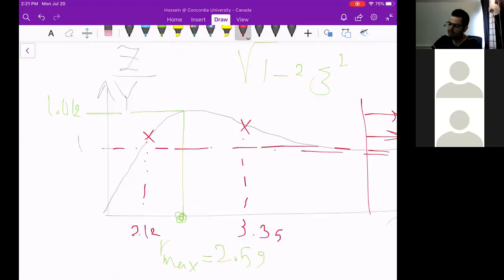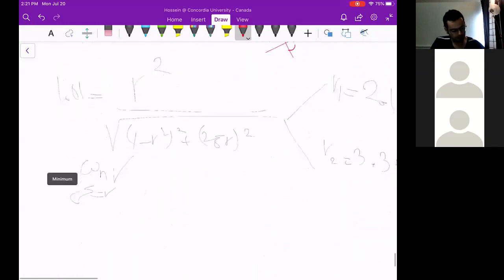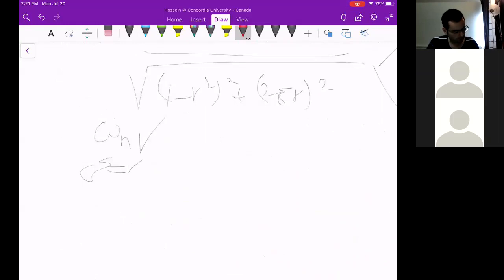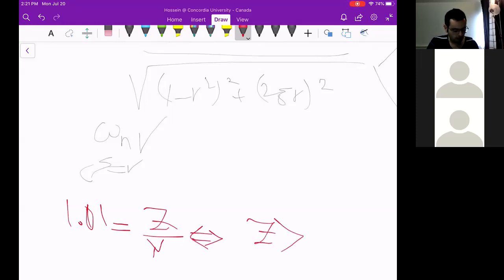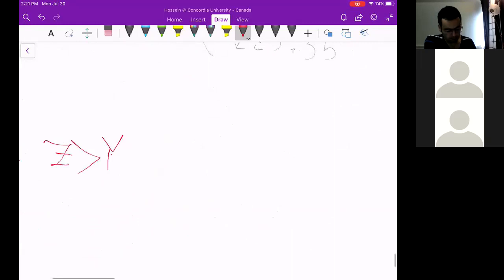So let me read the question. What is the lowest frequency that can be measured within 1% error? Mathematically, from a point of view, I will come back to the graph. So Z over Y is 1.01. If I want to solve this problem, I say like this, Z over Y, so I can imply that Z greater than Y by solving this equation. I'm pretty sure you will reach this point: R1 greater than 3.35, and R2 greater than 2.2.